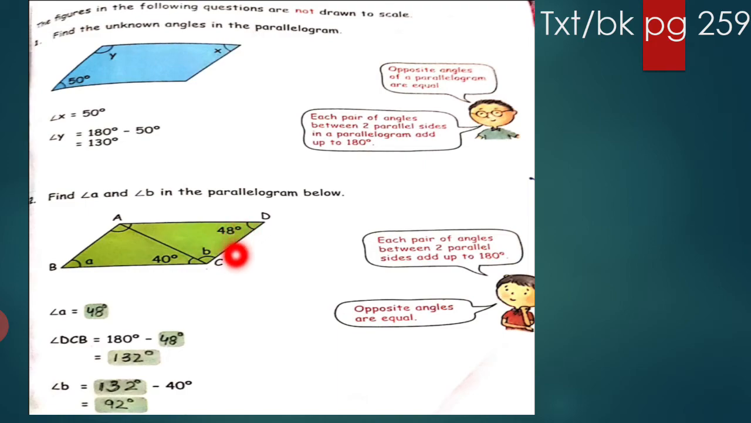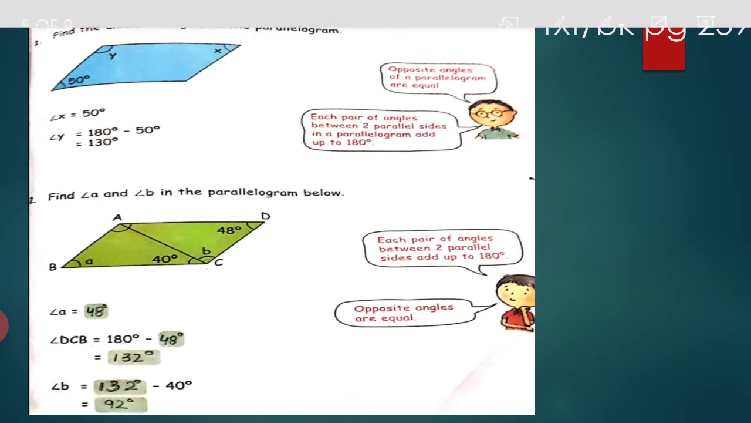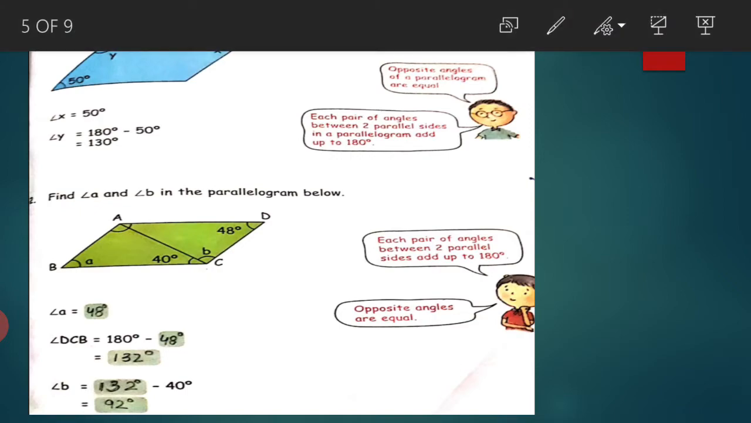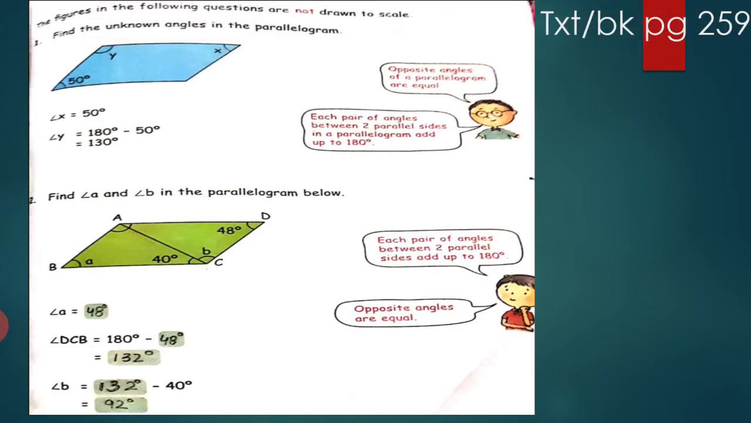So subtract this 48 degrees from 180 degrees, you will come to know that this complete angle is 132 degrees. And in order to find B, students, as this complete angle is 132 degrees, you have to subtract 40 degrees from 132 degrees. So angle B is equal to 132 degrees minus 40 degrees, which is 92 degrees.